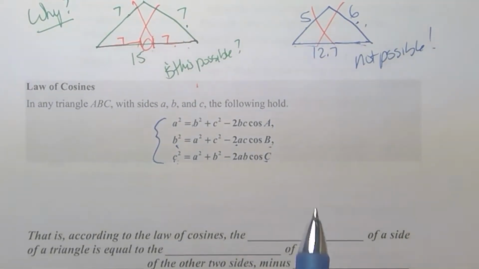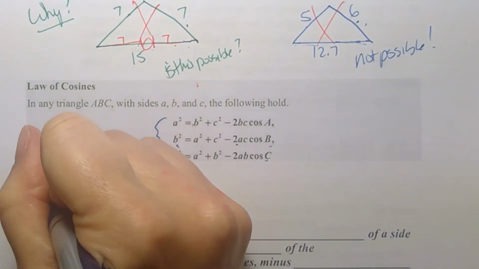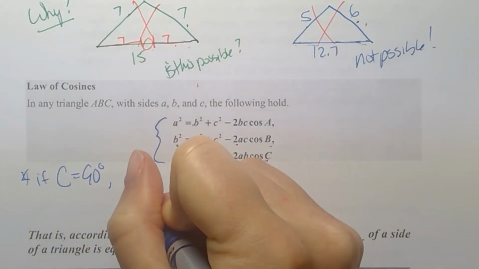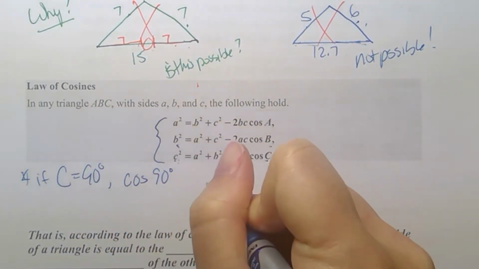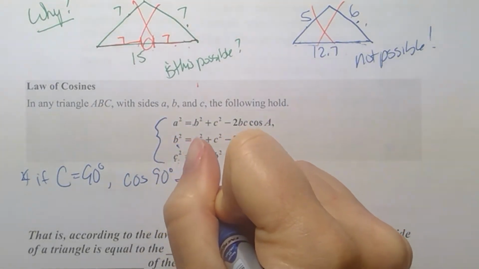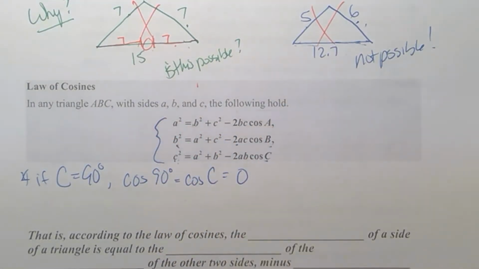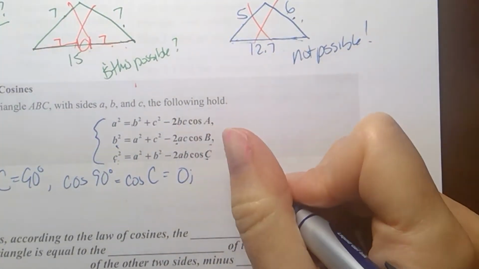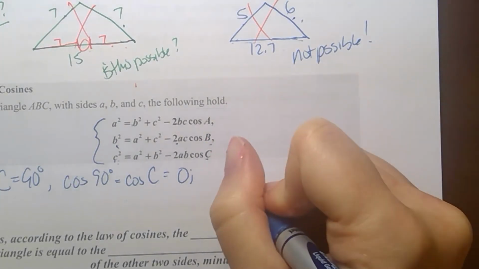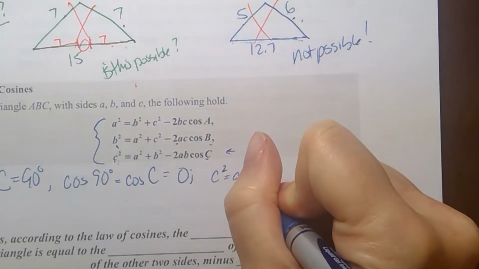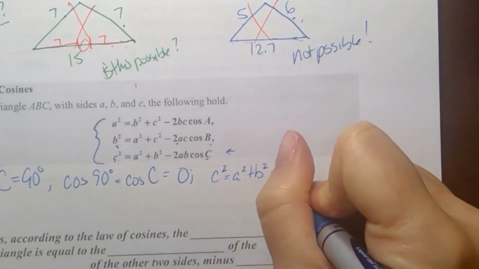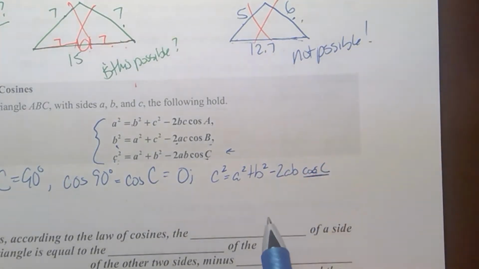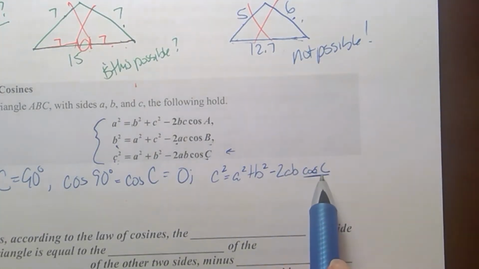Now, something that's really interesting: if angle C is 90 degrees, then what's the cosine? Well, the cosine of 90 degrees, or the cosine of C, is 0. Cosine at 90 degrees is 0. Therefore, if I look at this third case, I would have c squared equals a squared plus b squared minus 2ab cosine C, and we just said at 90 degrees, where my angle is 90 degrees, cosine of C is 0.